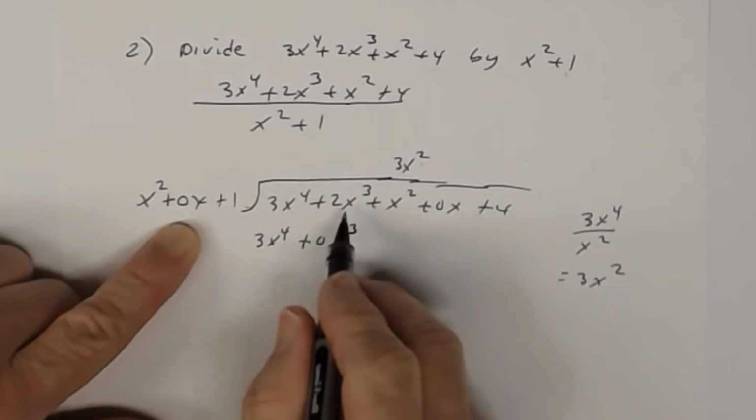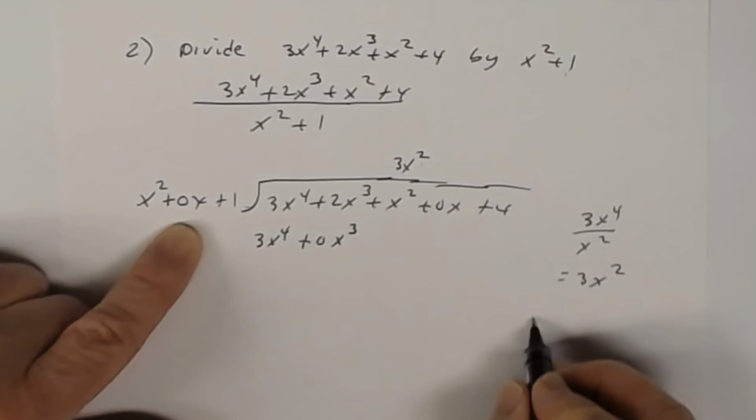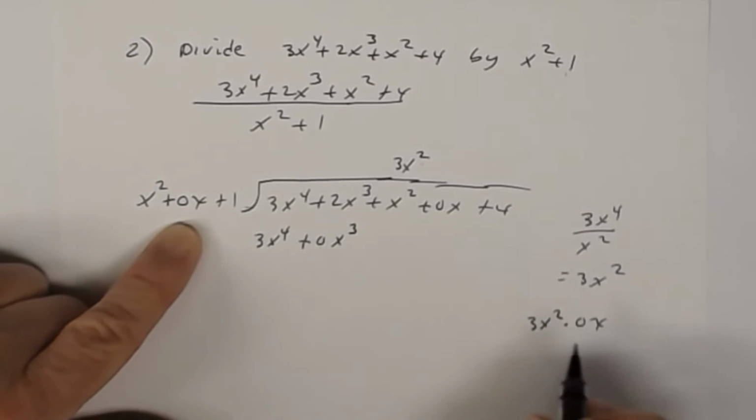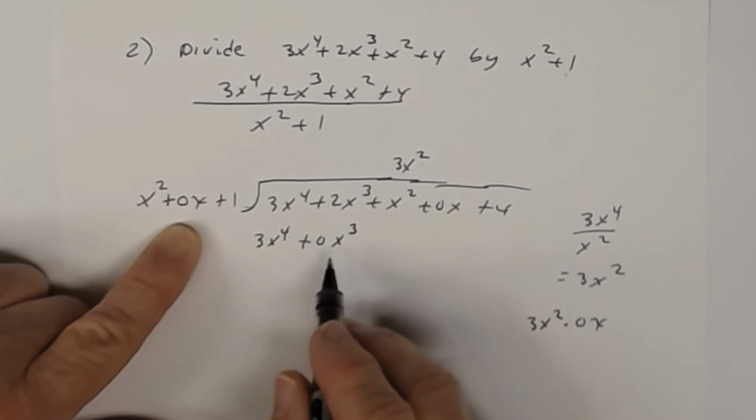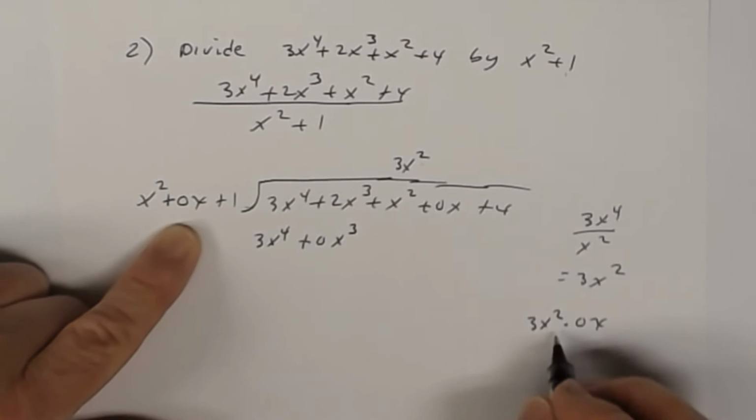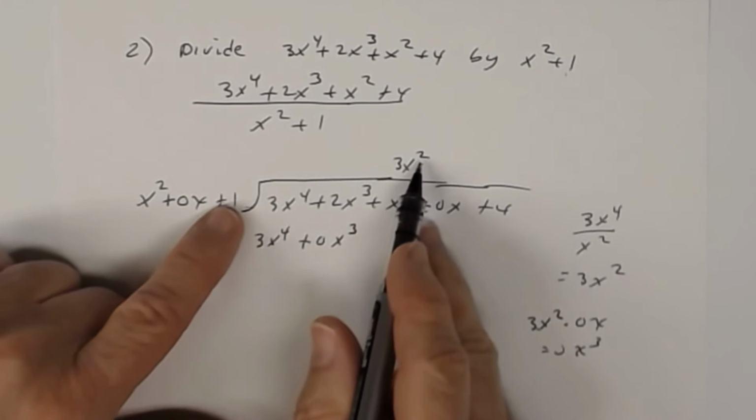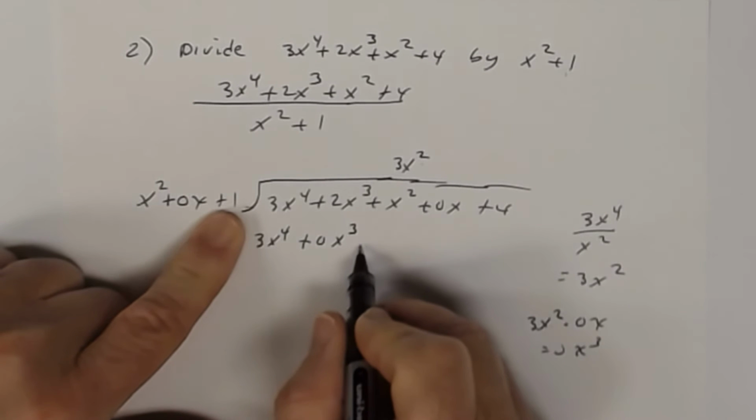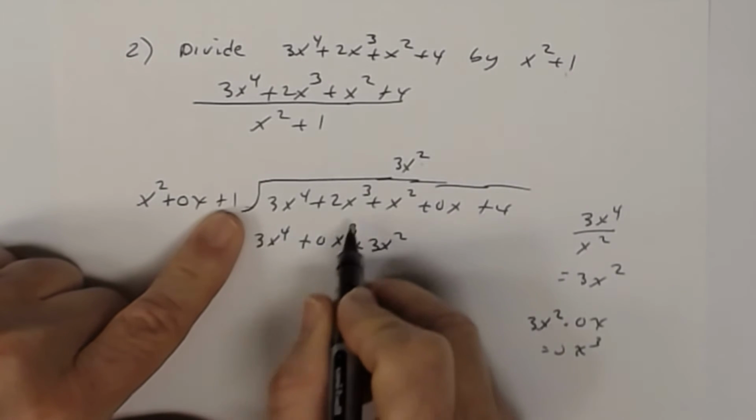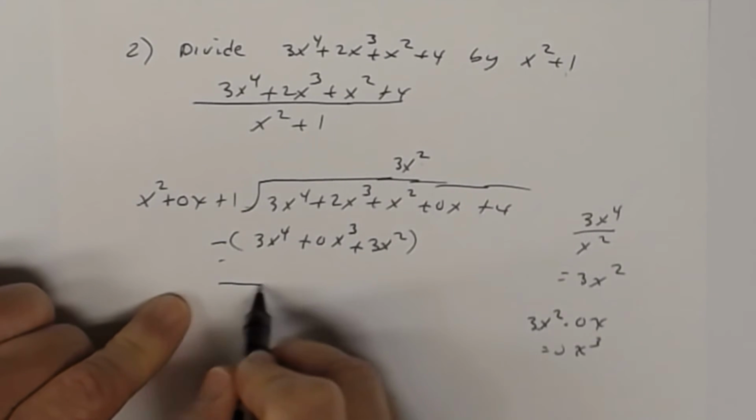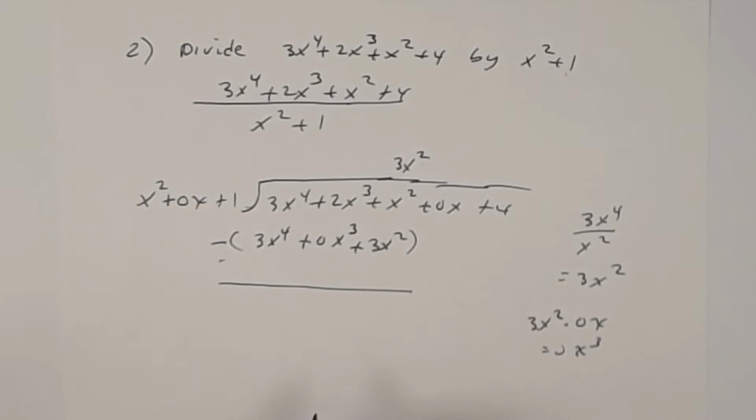Okay? All right, so remember 3x squared times 0x. Obviously you know that's going to be 0, because 0x cubed is 0, but you need to actually write out that term. So 3 times 0 is 0. X squared times x is x cubed. So you get 0x cubed. Okay? And then 3x squared times 1 is 3x squared. See, all my terms are aligned. Now the next thing you do, remember, is you subtract. Now that's where you got to be careful. You have to be careful.